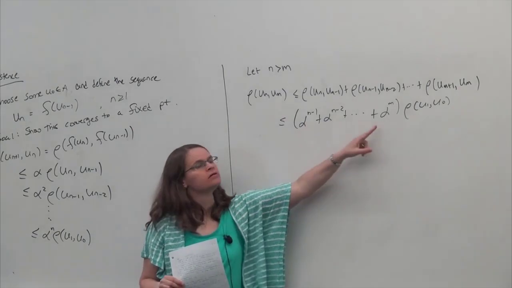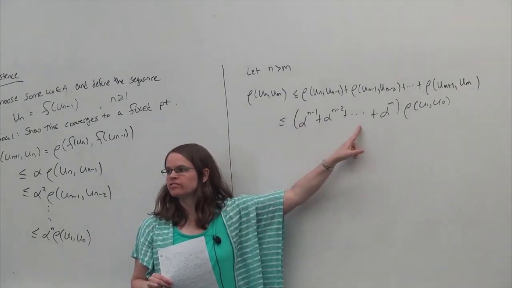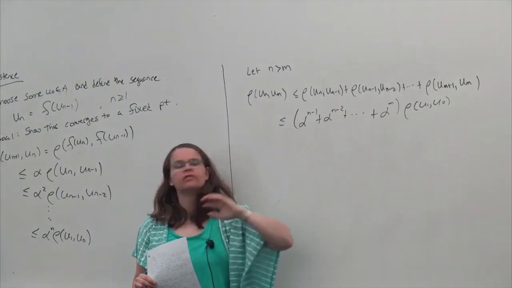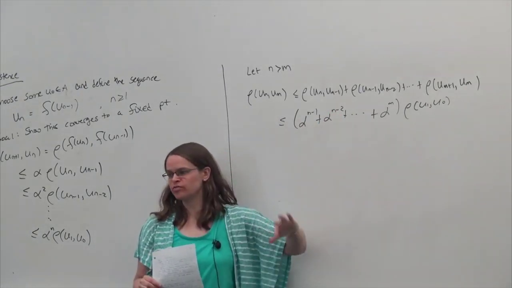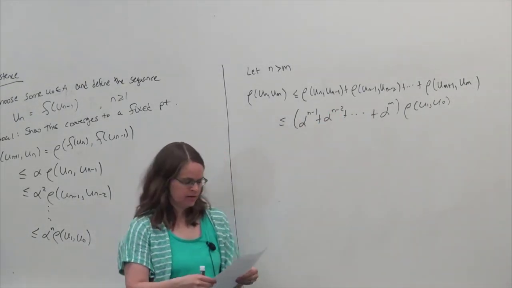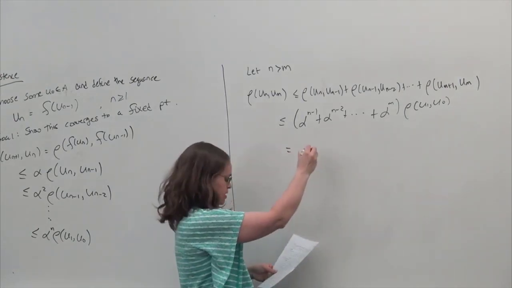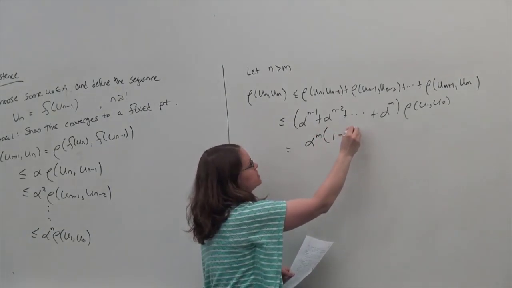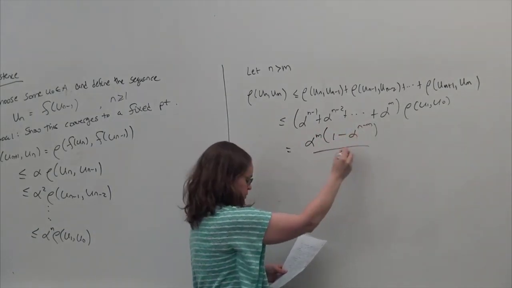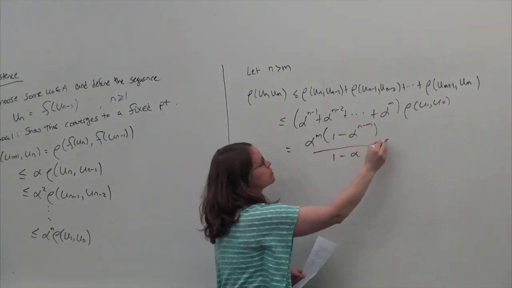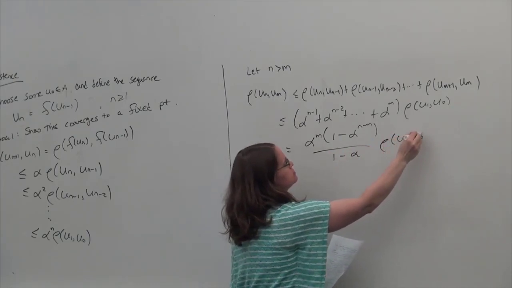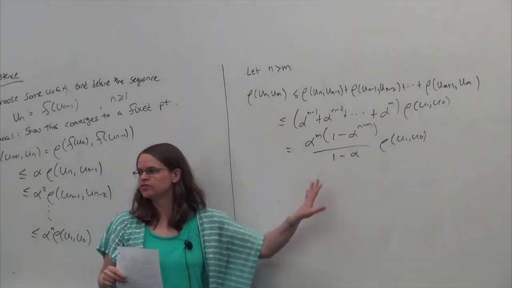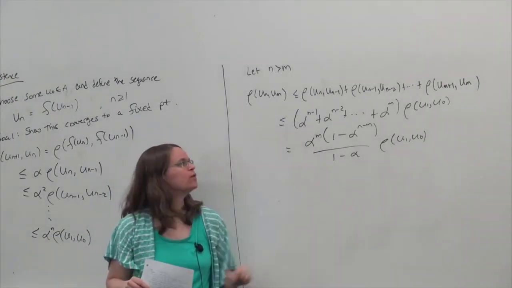What is this? What can I do with this? It's a geometric series, right? It's a finite geometric series. We have a formula for that, right? So this is exactly equal to alpha to the m, times 1 minus alpha to the n minus m, divided by 1 minus alpha. I'm not dividing by 0 because alpha is strictly less than 1, so that's good.